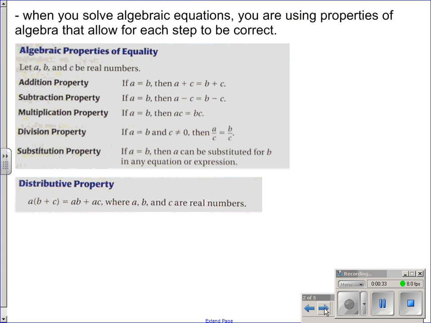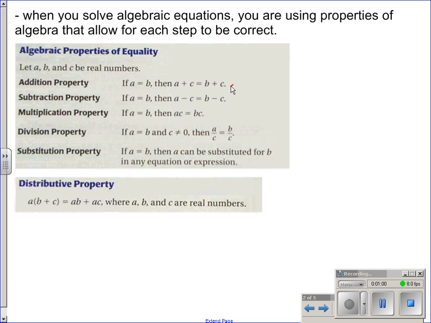Okay, so when you solve algebraic equations, as it says on the top there, you are using properties of algebra that allow for each step to be correct. So, hit pause, take a couple minutes, copy these things down. You have seen these things before.